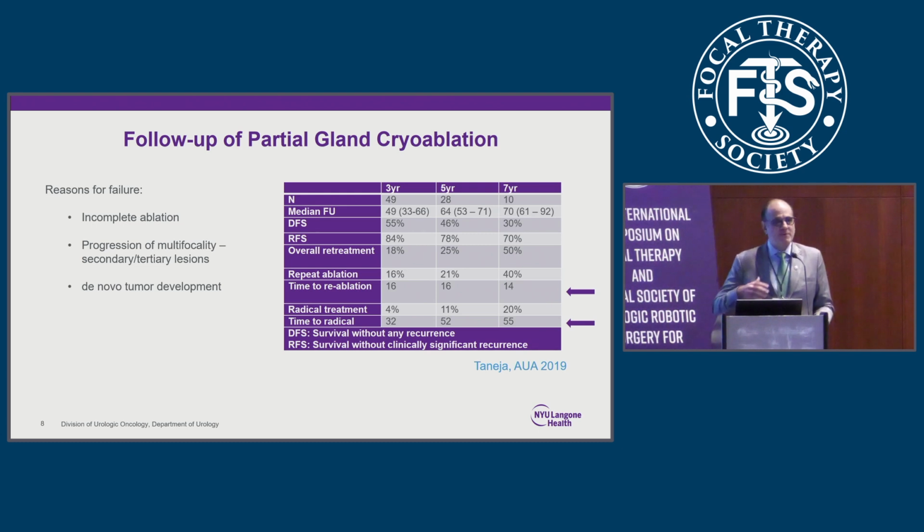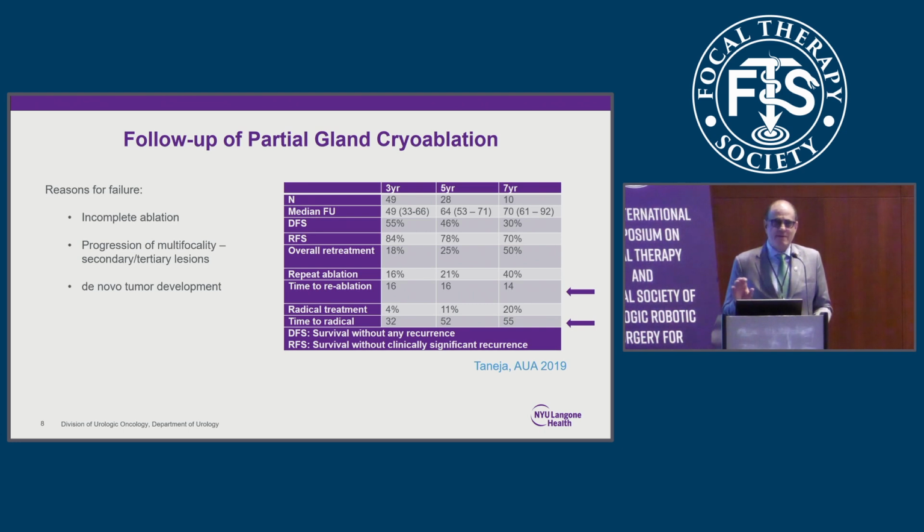The other would be progression of multifocality, so growth of some of these secondary or tertiary lesions, and of course de novo tumor development in the long term. I threw up an old abstract that we published, or presented, a while ago at the AUA, and notice the lines with the arrow.